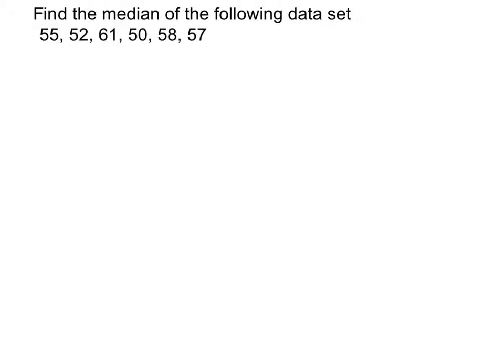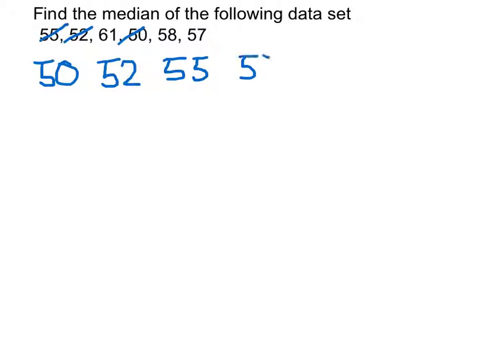So when we're finding the median of a data set, first we need to sort them from smallest to largest, or in ascending order. So in this case, the smallest value here is 50. Then we have 52, 55, 57, 58 and 61.